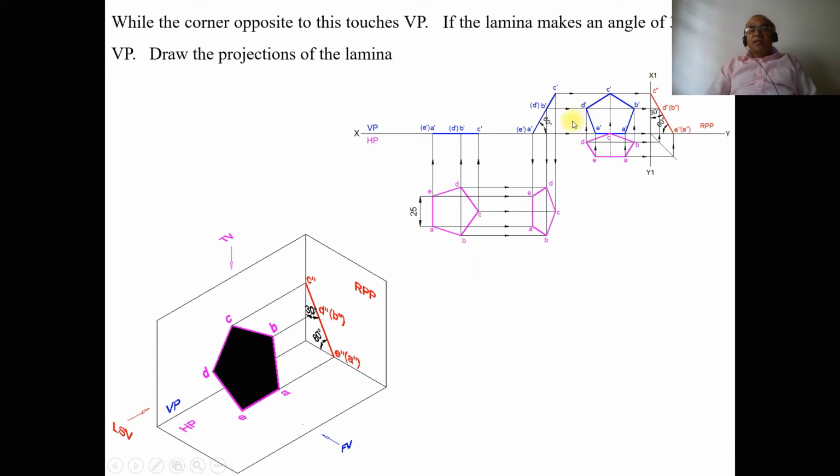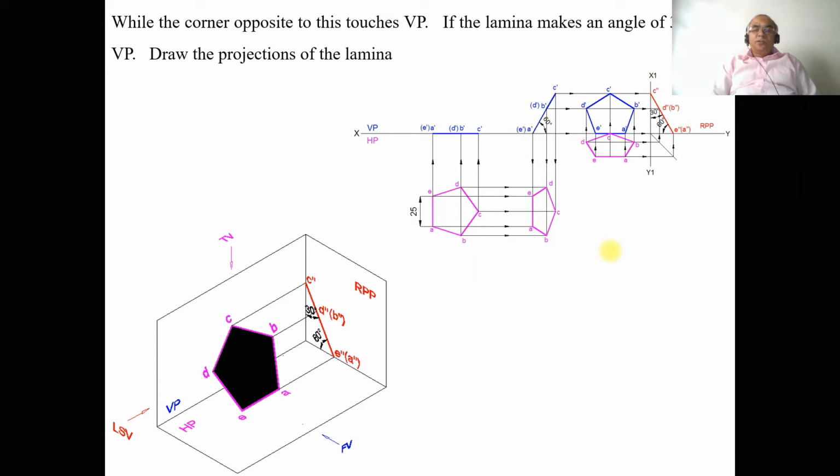As we see from the left side view, C, D and E are near to the observer. So C double dash, D double dash and E double dash are visible. A dash and B dash are away from the observer, so A double dash and B double dash are in brackets. So this is how we will be able to analyze this problem.